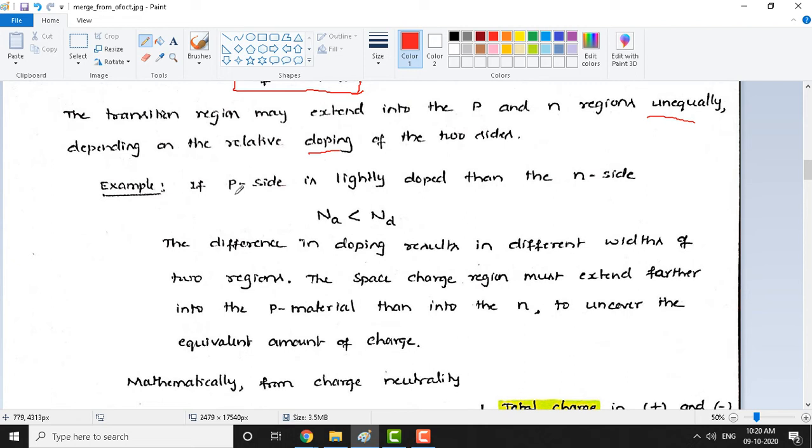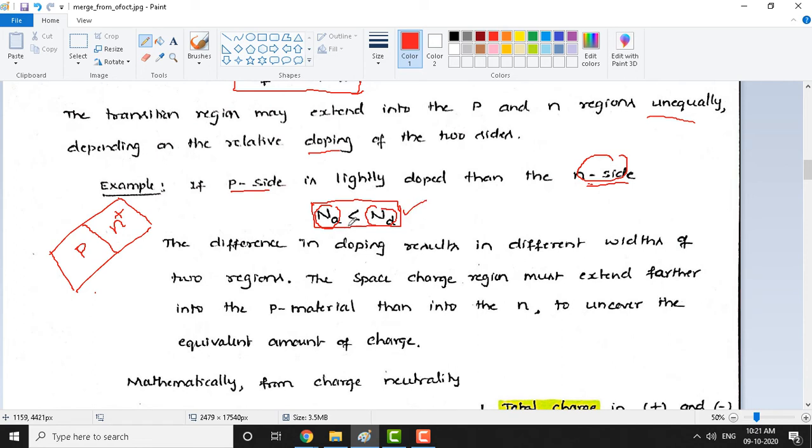Here I have taken a specific example. Let me assume that the p side is lightly doped compared to the n side. When the p side is lightly doped compared to the n side, this relation holds good: Nd is larger than Na. That means donor ions are larger compared to acceptor ions. The n side is heavily doped and the p side is light. For this type of p-n junction, this condition is applicable.